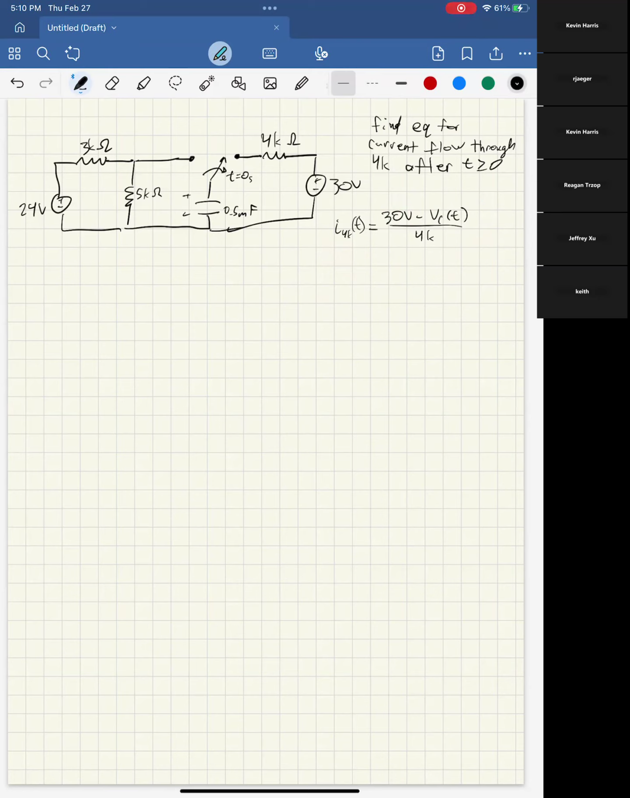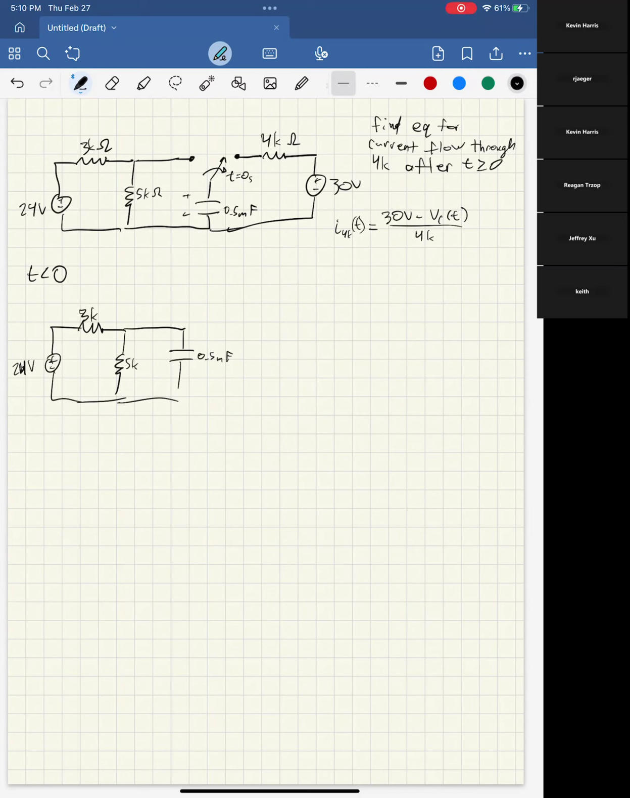So again, like always, you start with t less than 0. We assume that the switch has been in this position for a very long time and has fully charged up to whatever the steady state voltage would be for it. So hopefully you can all see that when the switch is in that left position, the circuit simply looks like this. You have 0.5 millifarads, although the value actually doesn't really matter there.